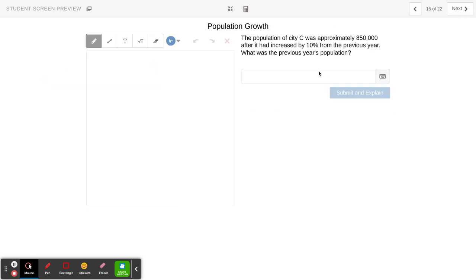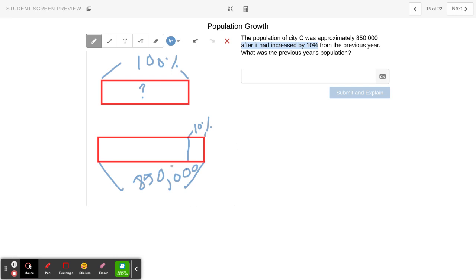Again, we have another population problem, right? So city C was about 850,000 after, okay, that's important, after it had increased by 10% from the previous year. What was the previous year's population? Okay, see if you can solve that. I'm going to get started on it.